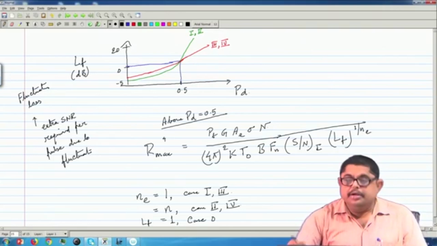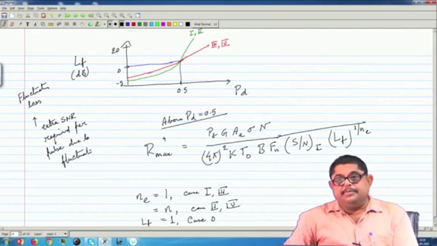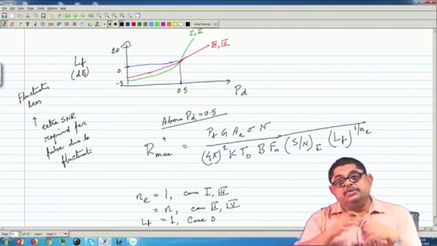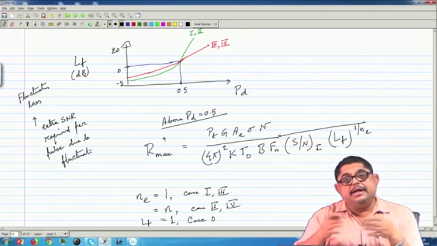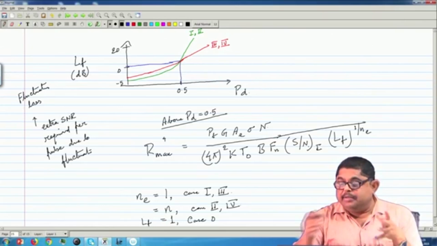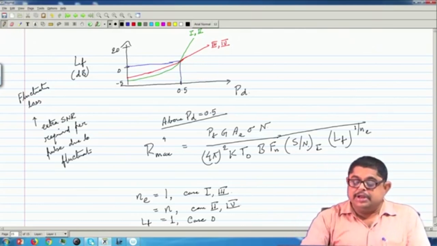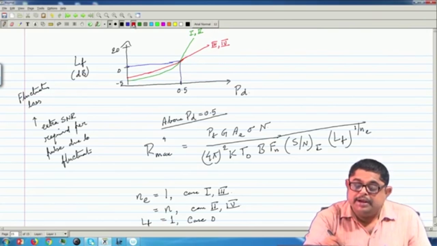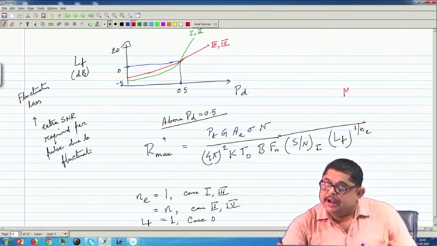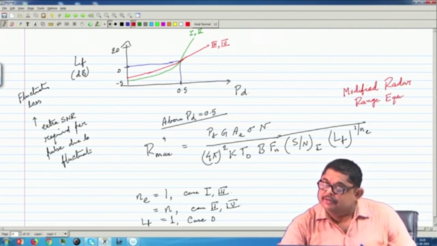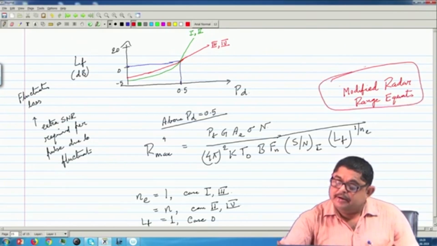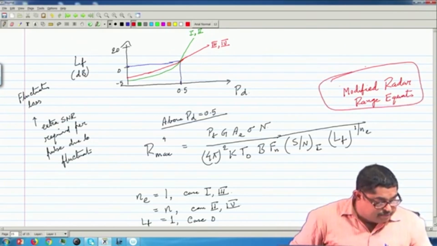This one you can calculate from Albersheim's equation. So that means for a given PFA and given PD you calculate this, then depending on the scenario you modify it. That completes the final modified radar range equation. This is the final outcome of your study. Now we can find out the range of the radar.